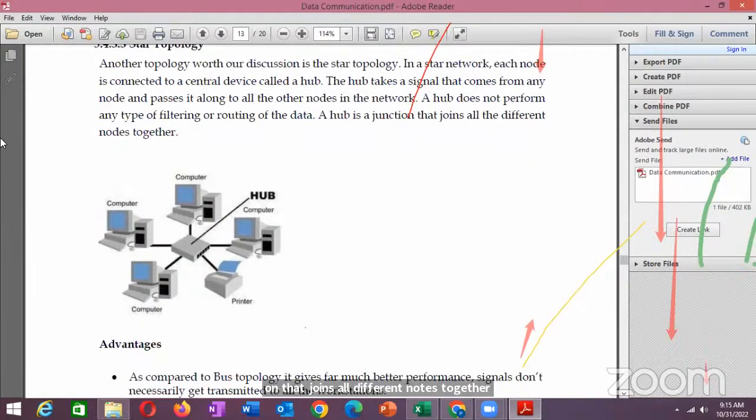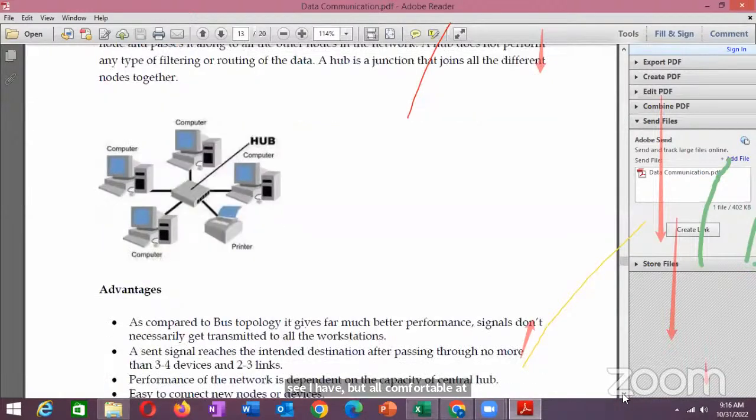So you can see a hub, where all computers are joining at the center. All of them are joining, and there's a master. It will be a server or a computer hub at the center.